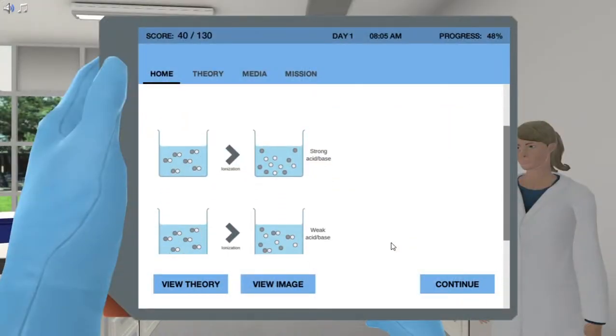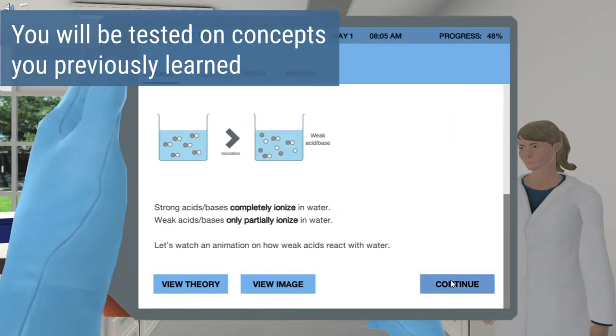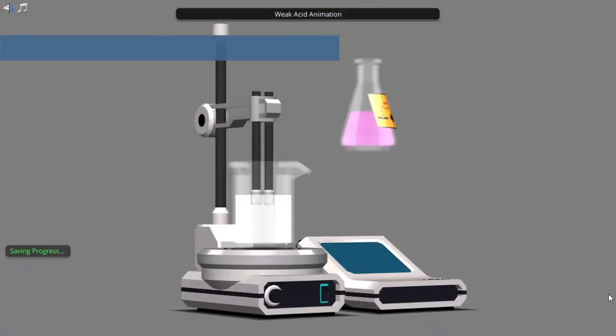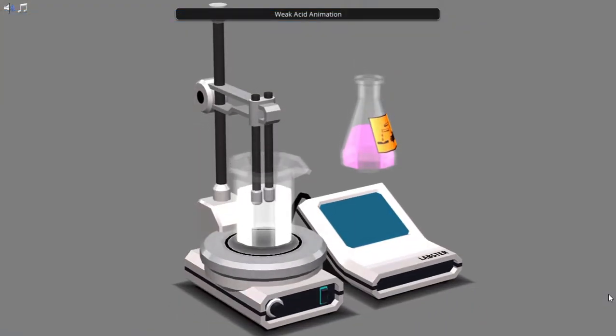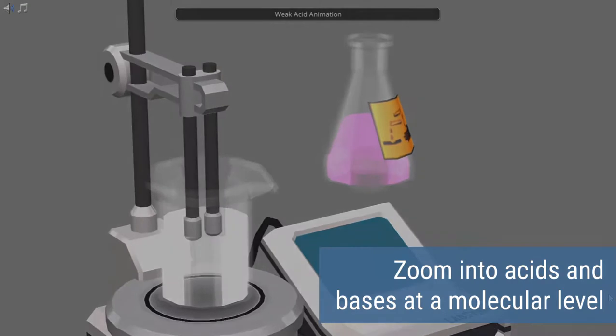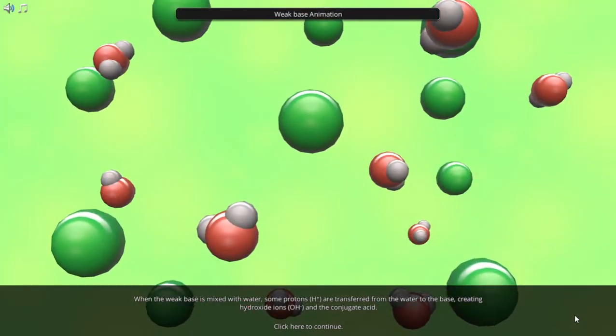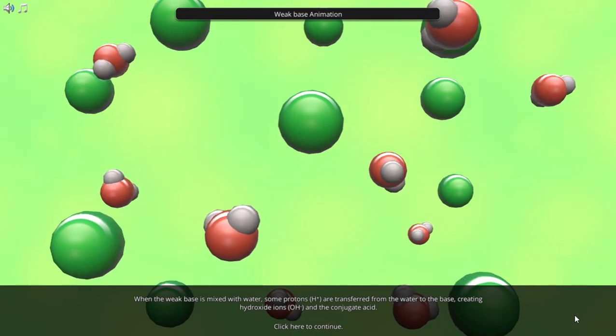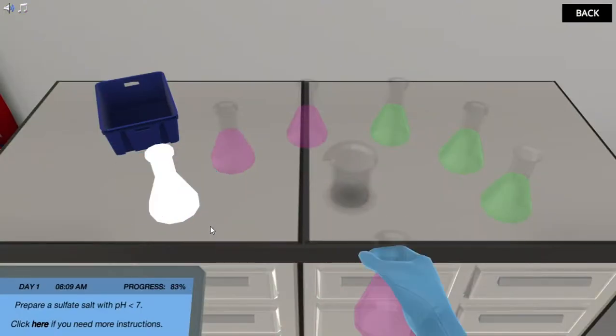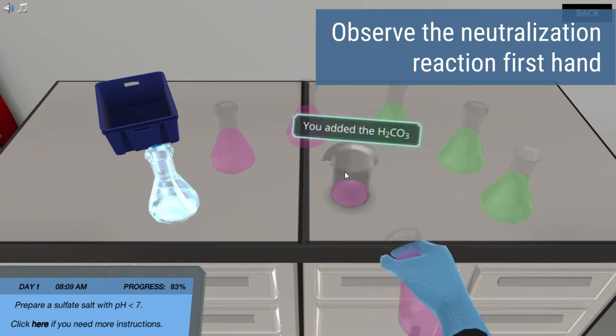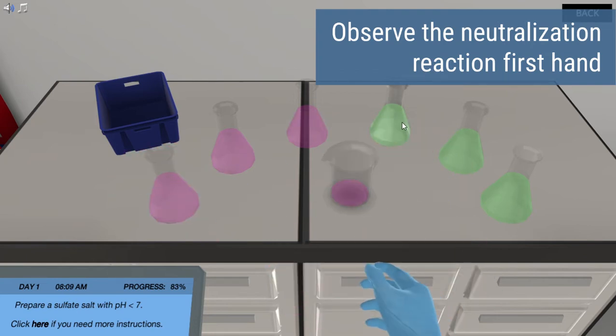Your knowledge about pH, Ka, and pKa will be tested. Take a look at various acids and bases at a molecular level to understand why they are called weak acids or bases. What will happen if you mix a strong acid and a weak acid? In this simulation, you'll try to mix different acids and bases and then examine the neutralization reaction.